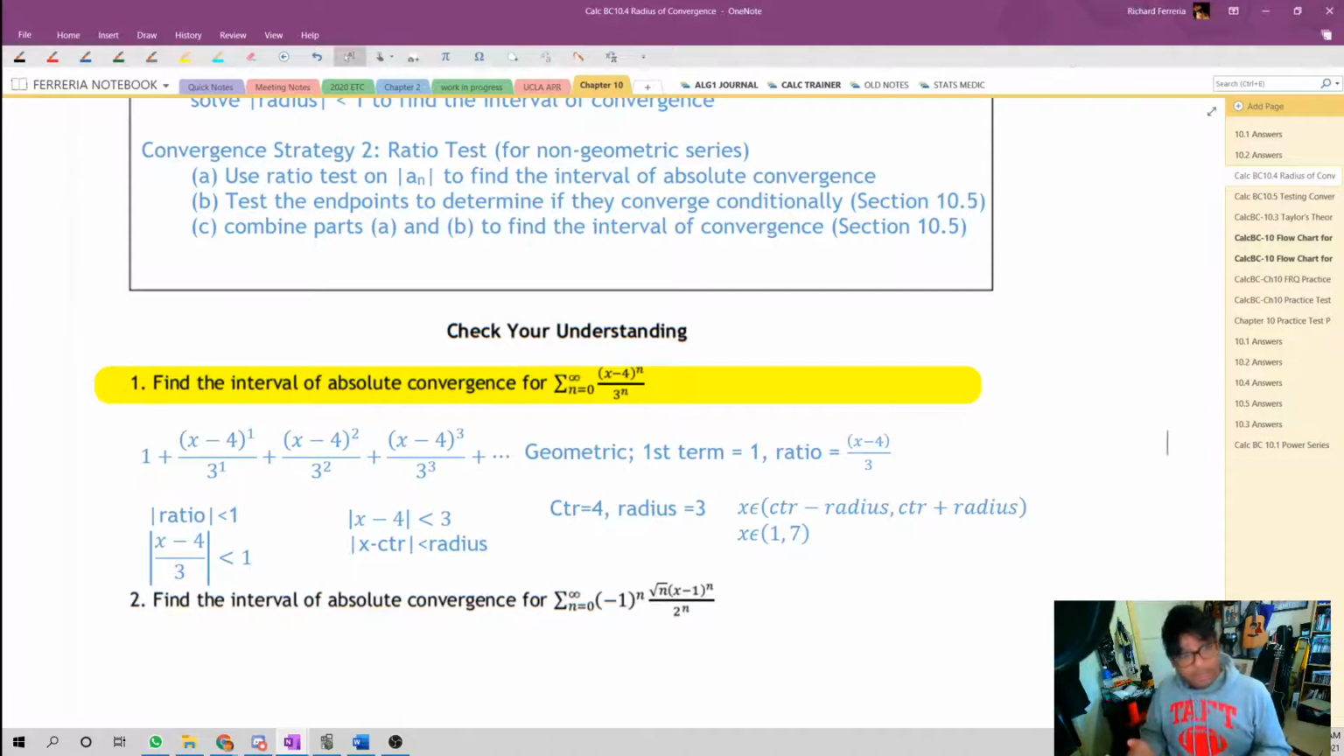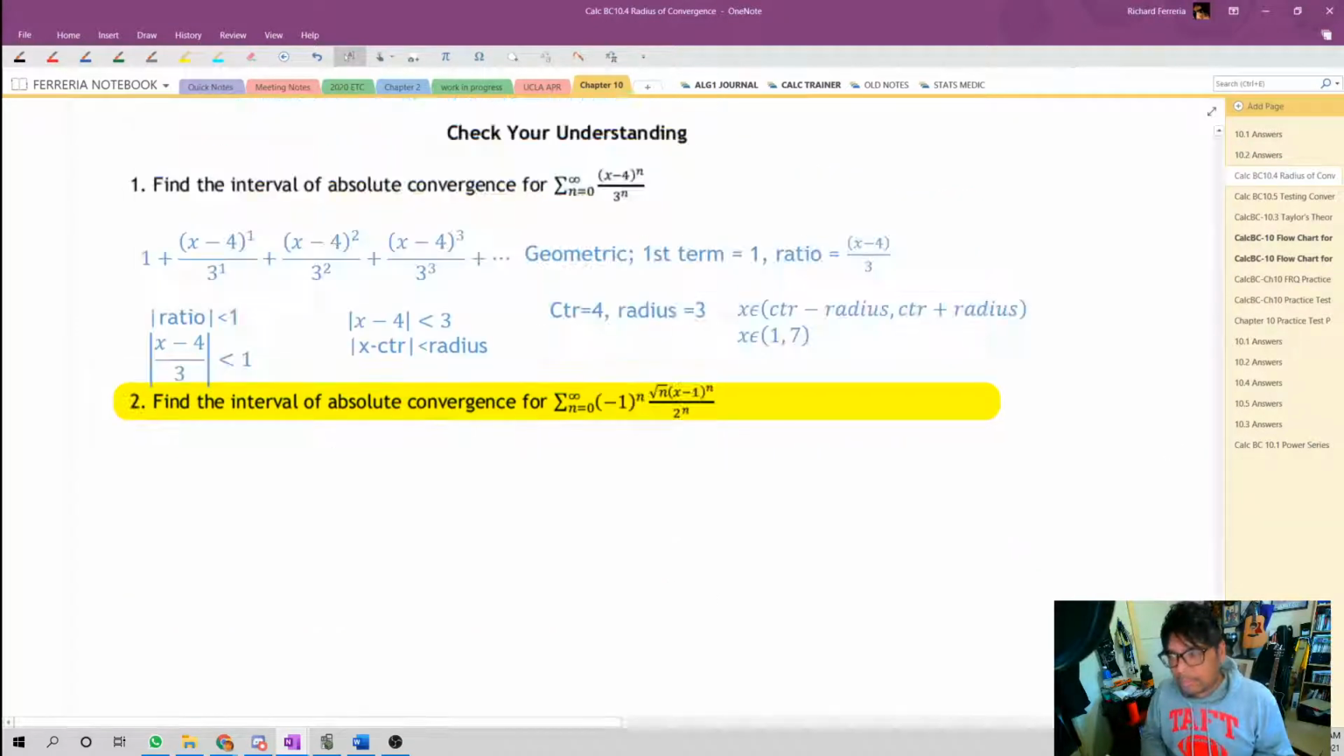So let's move on to number 2. Number 2 has the interval of absolute convergence, and we have root n times (x minus 1) to the n over 2 to the n. Oh, also we have a negative 1 to the n power.